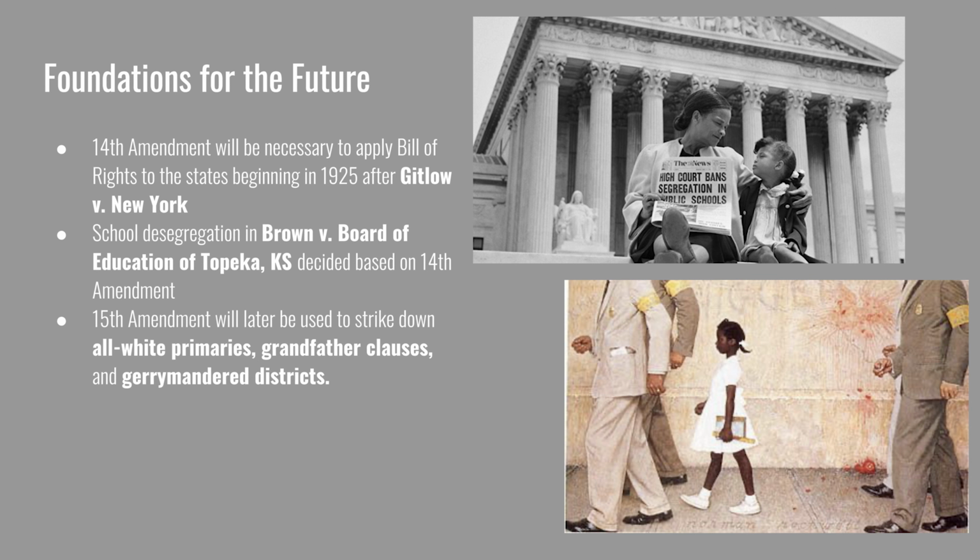Later on, the 15th Amendment will be used to strike down all-white primaries, grandfather clauses, and gerrymandered districts. Both were tactics that tried to limit African American participation in elections, meanwhile protecting whites' access to the ballot.